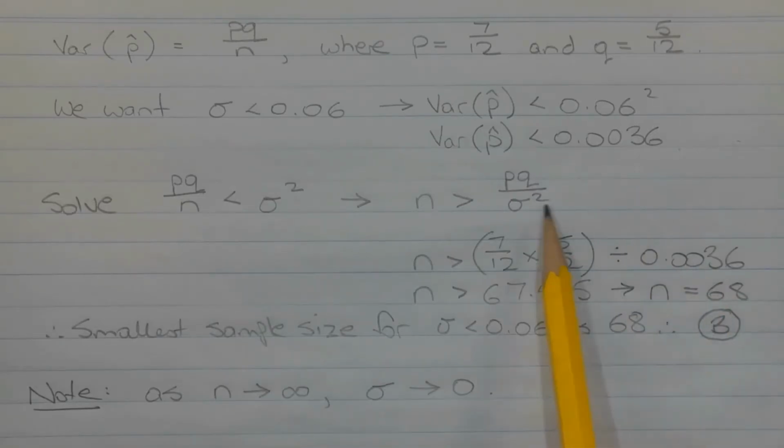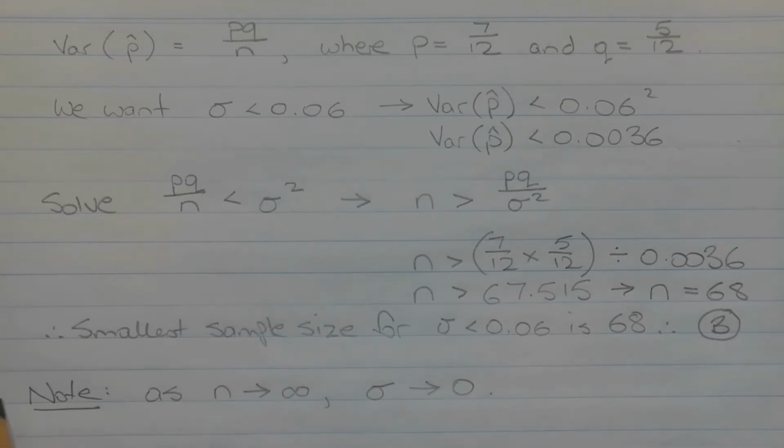And evaluating the right-hand side, we want an integer n greater than 67.515. The smallest n that's greater than this value here is the integer 68. Therefore, the smallest sample size for the standard deviation to be less than 0.06 is 68. Therefore, the correct answer is option B.